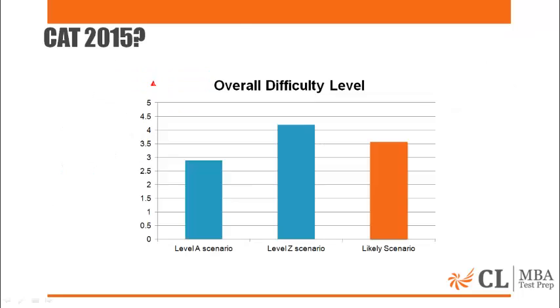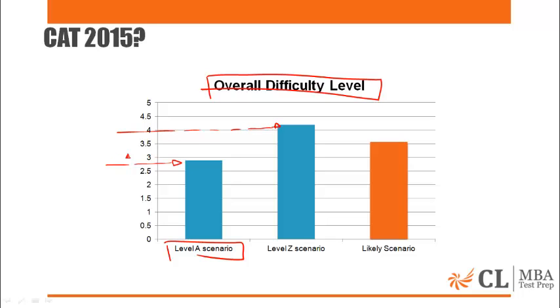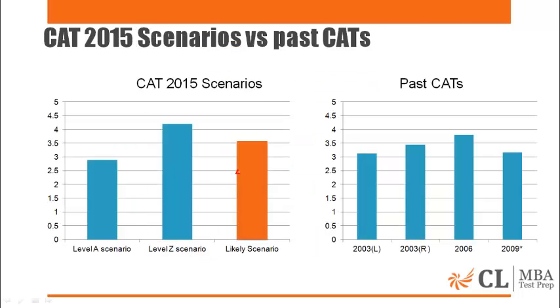So what we're essentially saying is this: the overall difficulty level, the level A scenario is the lowest difficulty level here, this scenario is the highest difficulty level, and we are looking at a difficulty level which is about a 3.5 level of paper. So this will probably give a better understanding. These are the CAT 2015 scenarios that we created. These are the past CATs' actual level of difficulty.